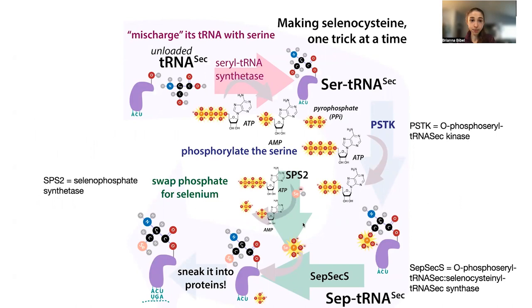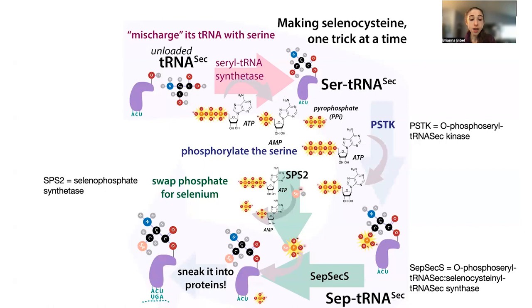So remember that we're starting with a tRNA that is specific for selenocysteine. However, it gets loaded with a serine. The naming can get really confusing, because it's going to get loaded with a serine even though this tRNA's anticodon is going to match the UGA, the codon for selenocysteine. It's first going to get loaded with a serine, using the same machinery that loads the normal serine amino acid.